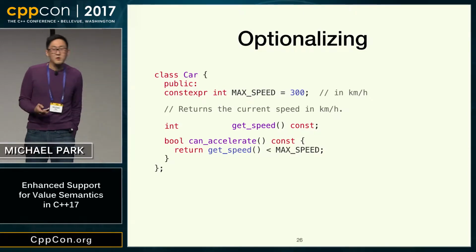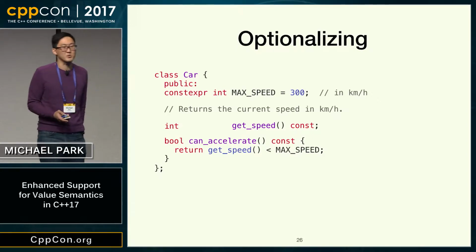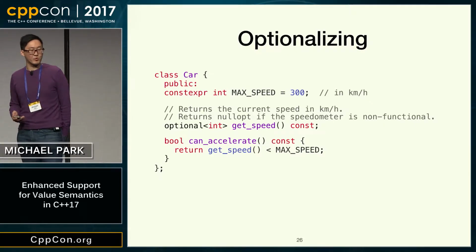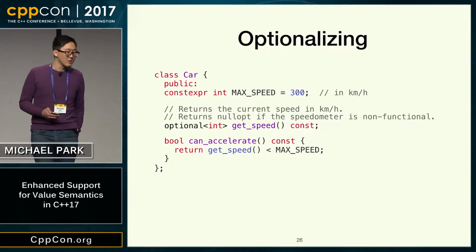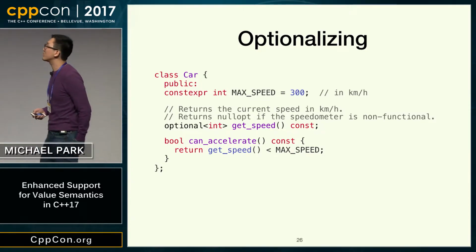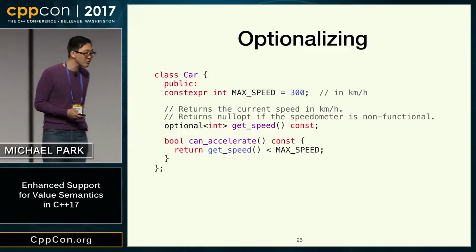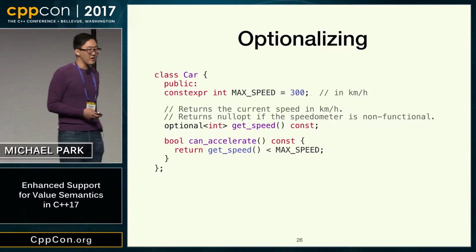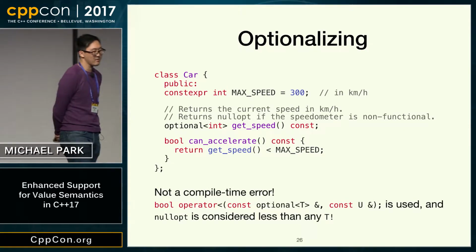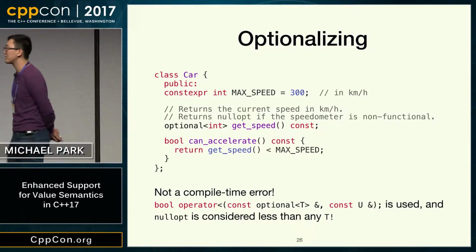Now, the speedometer might be broken. What do we do? We can't just stop all operations just because the speedometer is broken. Maybe we just don't speed up, right? So let's say we make that be an optional, and we return a nullopt if the speedometer is non-functional. And let's say that we don't know about this use of can accelerate. Now we're going to invoke the behavior where we have optional T less than U. And because nullopt compares less than everything, we'll say, yeah, you can accelerate. If your speedometer is broken, you can accelerate.